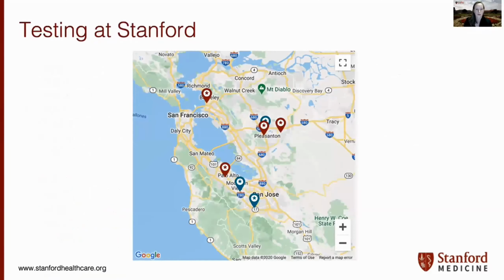There are drive-through testing sites available to test outpatients throughout the Bay Area. Testing is ordered by a provider, and PCR results are available within 24 hours. There are also more rapid tests with the results available within 3 hours for selected high-risk populations or those patients being admitted.